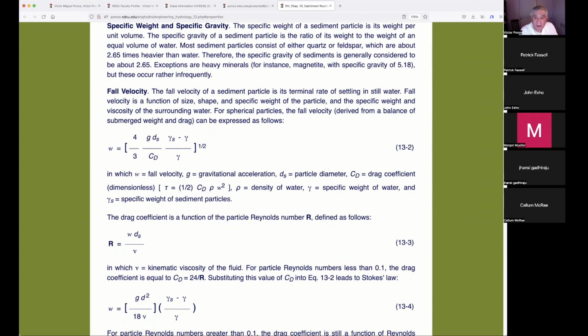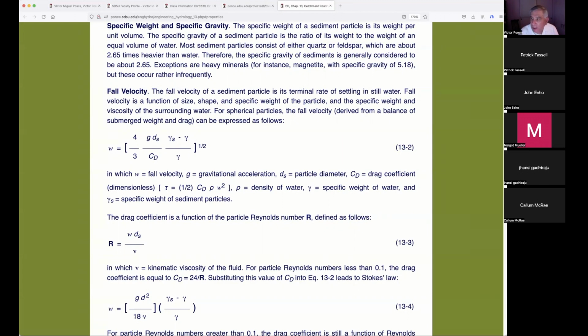Okay. The fall velocity of a particle is derived from a balance of submerged weight and drag. The fall velocity is a terminal rate of settling, so it's a steady velocity. What happens is that when you drop a ball, a sphere or something, a particle, it will develop a speed and then will acquire a terminal velocity. So the terminal velocity is calculated by equating the submerged weight with the drag.